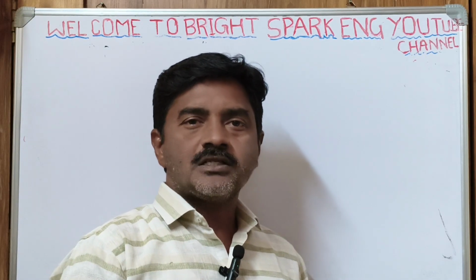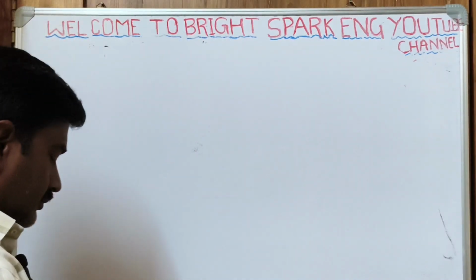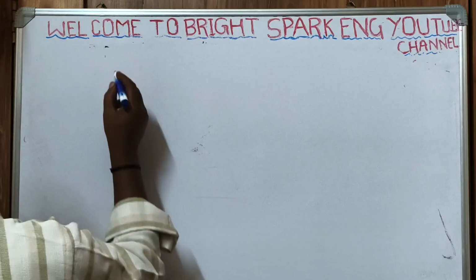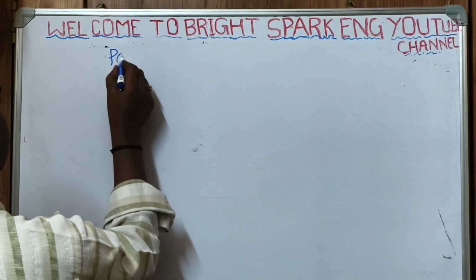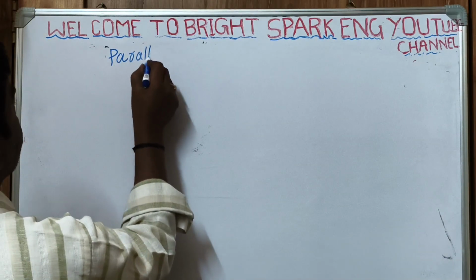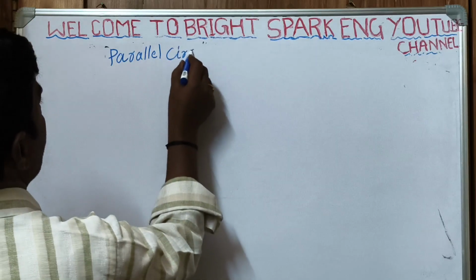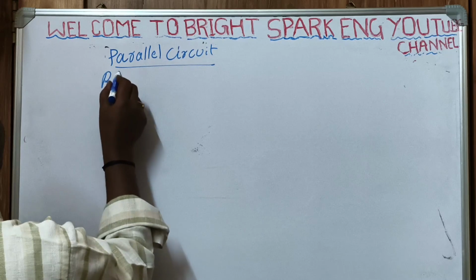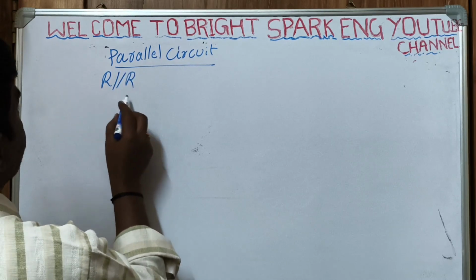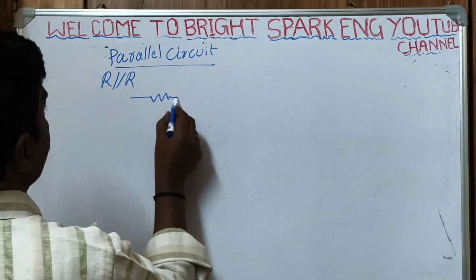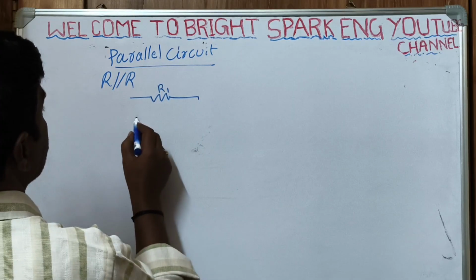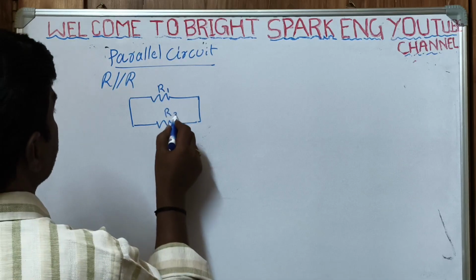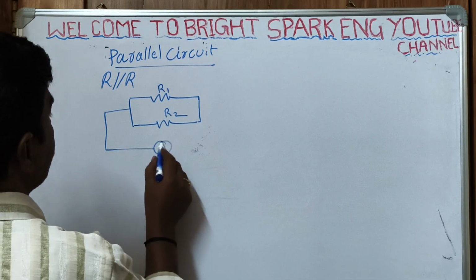Today we are discussing parallel circuits. One resistor is R1, and there is R2. Both are connected to the AC voltage source.